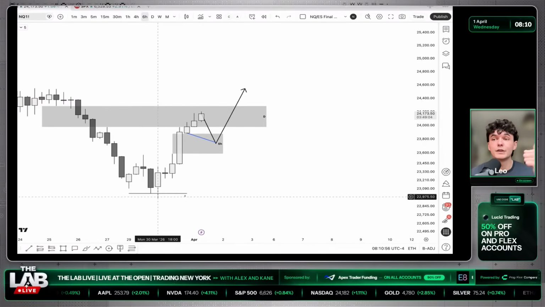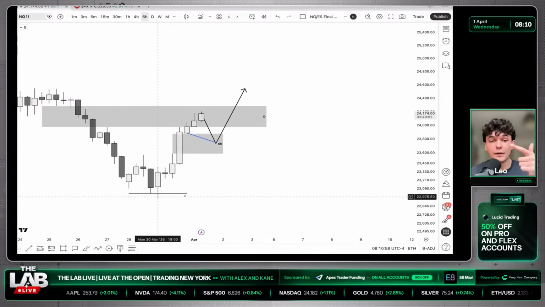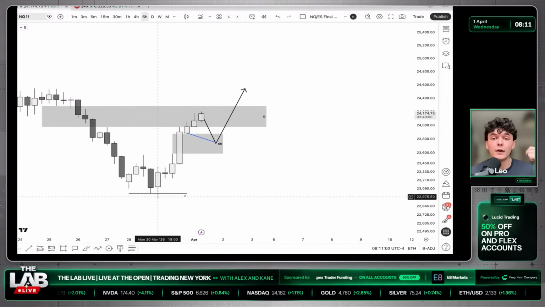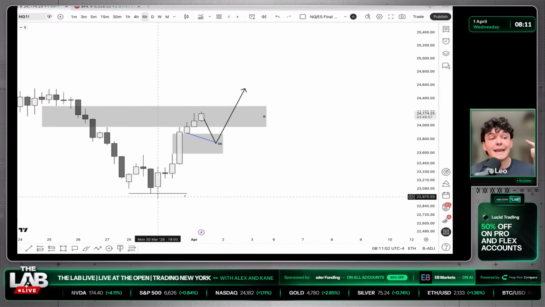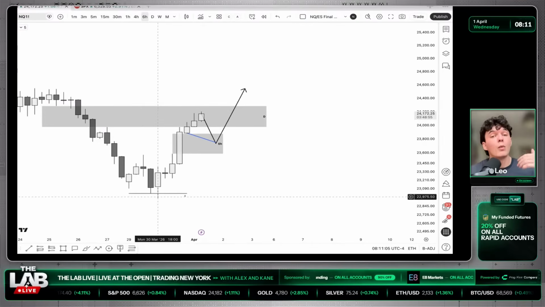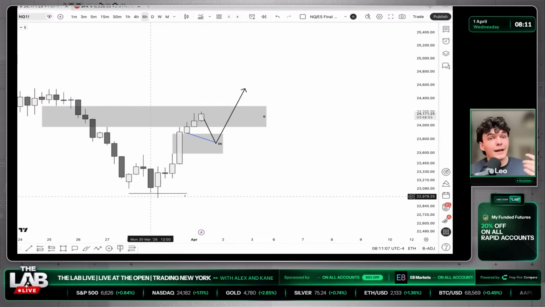Following the strong manipulation, we've now seen a distribution to the opposing side. So a bearish manipulation followed by a bullish distribution. And now with a bullish distribution, what do I want to see? Well, I want to see candle 3 expand higher.